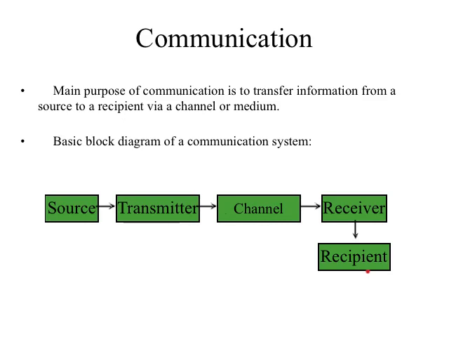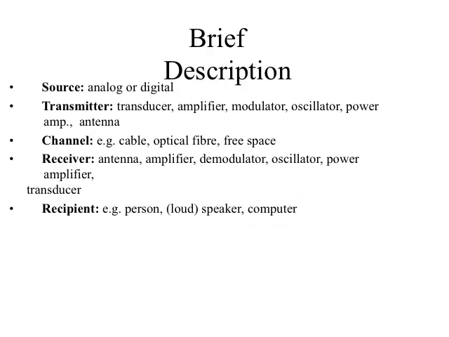Apart from this, we have got many other sub blocks also that we will be discussing in the later sections. The brief description of each block is mentioned in this slide. As we know, the first one is the source block. This source block can be an analog source block or a digital source block, which can generate the signal in the analog form or in the digital form.